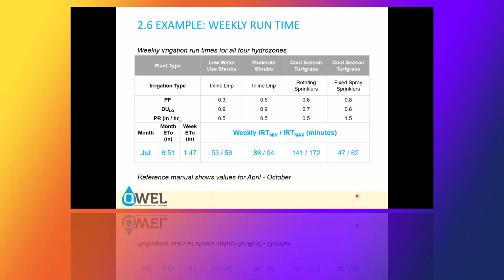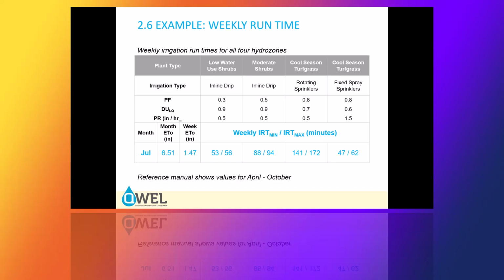So the 2 numbers shown for each weekly runtime are the minimum and then the maximum IRT. The difference between the minimum and maximum IRT is typically only a few minutes if the DU is relatively high, since the runtime multiplier is close to 1. The difference is larger when the DU LQ is relatively low and when the application rate is relatively low, as much as 30 minutes in the examples provided.